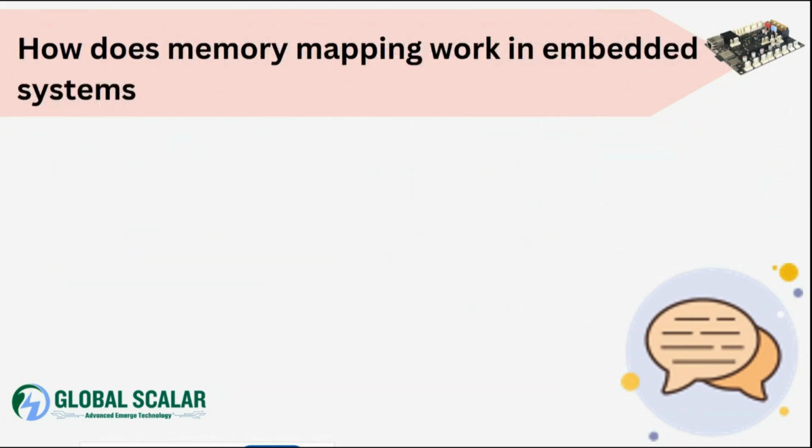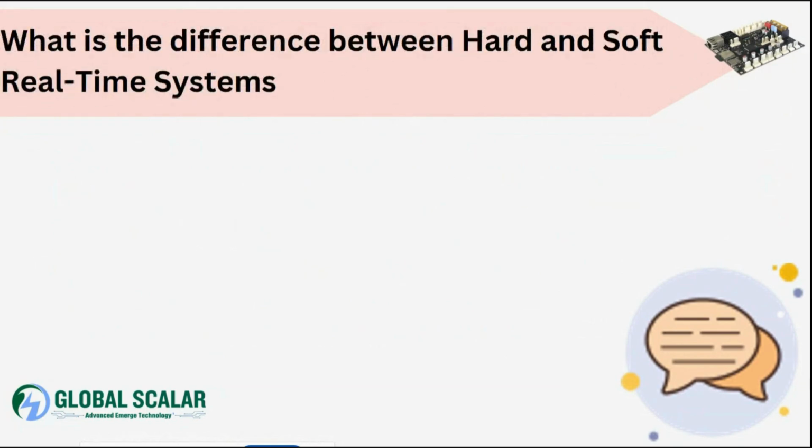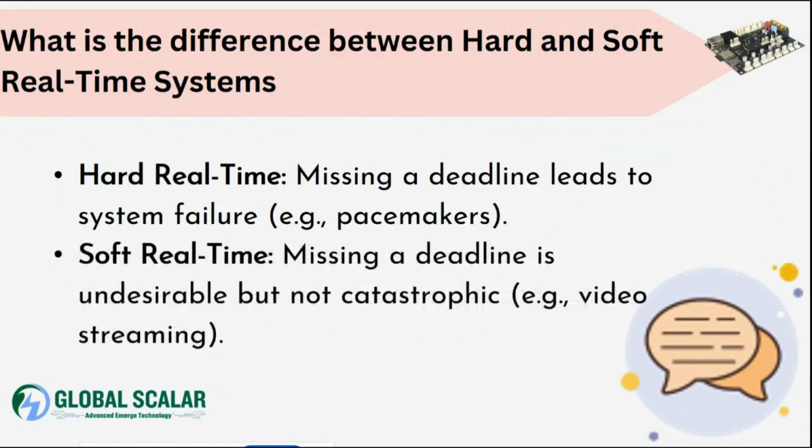And how does memory mapping work in an embedded system? Memory mapping assigns specific regions for code, data, and peripherals to enable direct access by the processor. What is the difference between hard and soft real-time systems? In hard real-time, missing a deadline leads to system failure, and in soft real-time, missing a deadline is undesirable but not catastrophic.